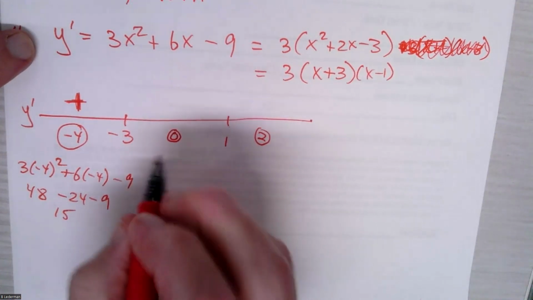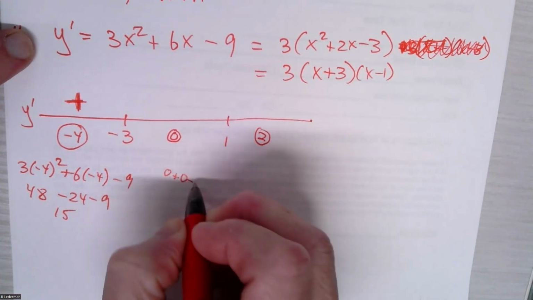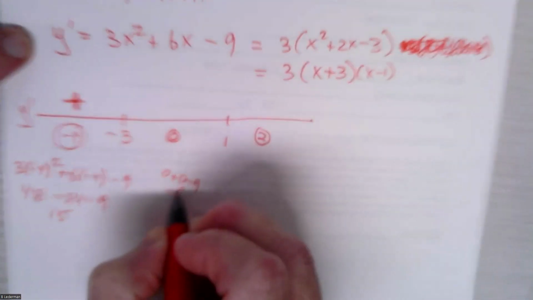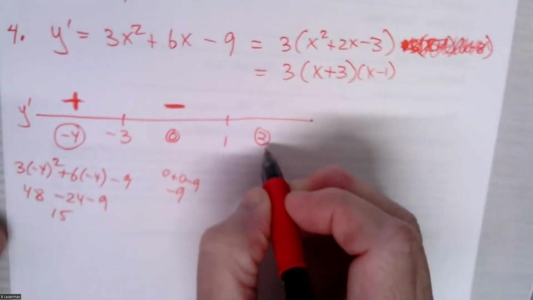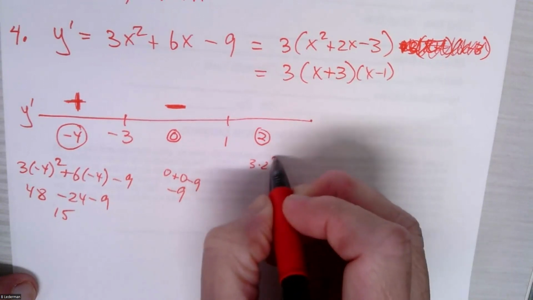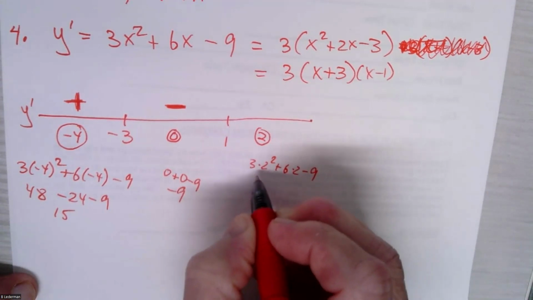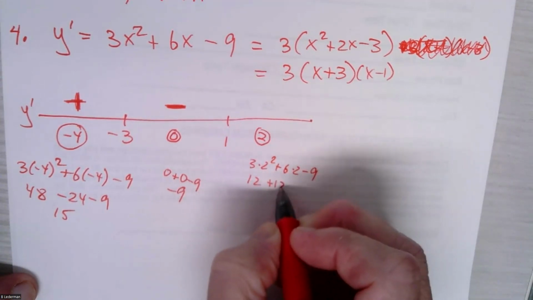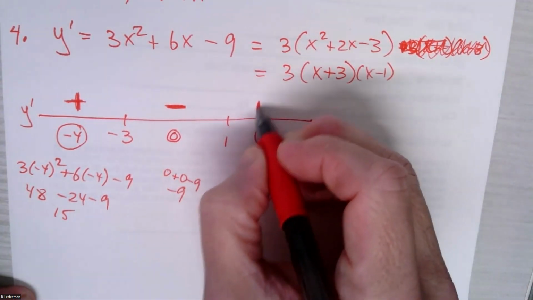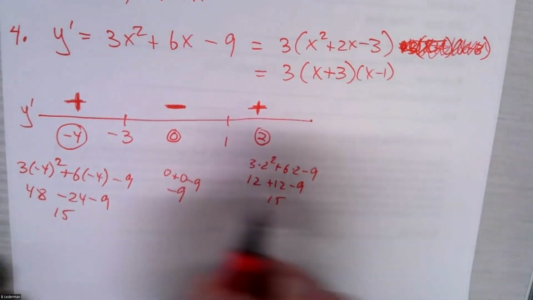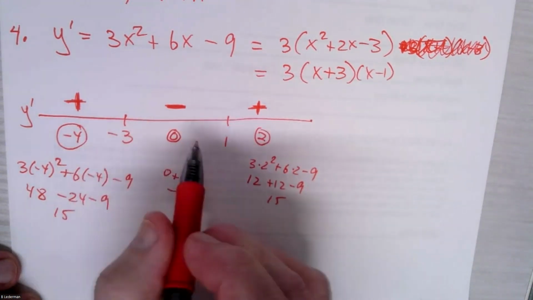It's not the value that matters per se, just the positive or negative. Now I'm going to do 0. Well, I just get 0 plus 0 minus 9. So this is -9, a big negative number. And now we're going to plug in x equals 2. That's 3 times 2 squared plus 6 times 2 minus 9, which is 12 plus 12 minus 9, which is also 15. I see that my function is positive, negative, positive. So it's going up, and then it's going down.